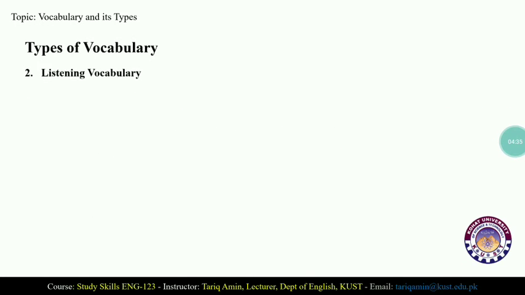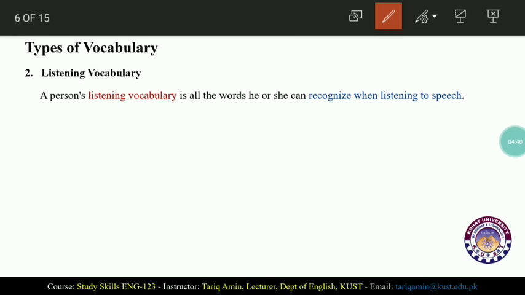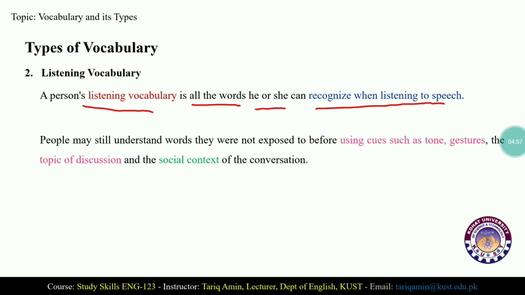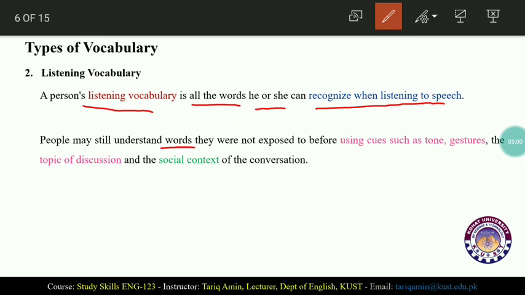Listening vocabulary is the second type of vocabulary. Listening vocabulary is all the words he or she can recognize when listening to speech. All the words that we can recognize while listening to speech are part of our listening vocabulary. People may still understand words that they were not exposed to before, using cues such as tone, gesture, the topic of discussion, and the social context of the conversation.